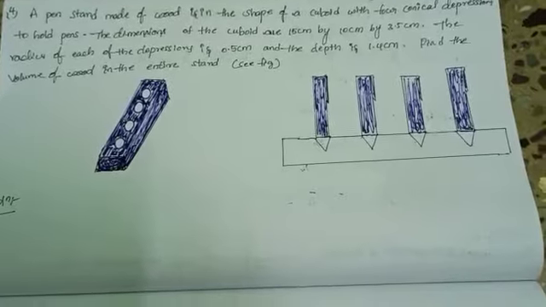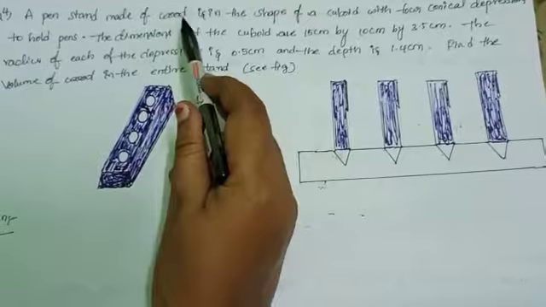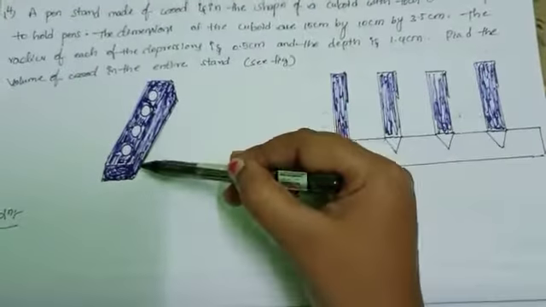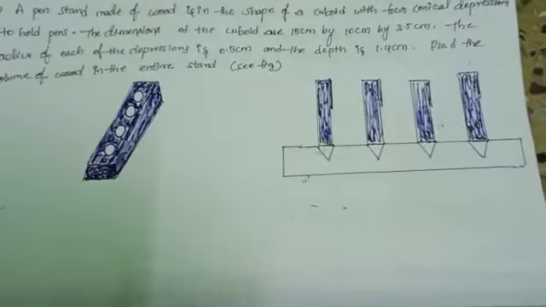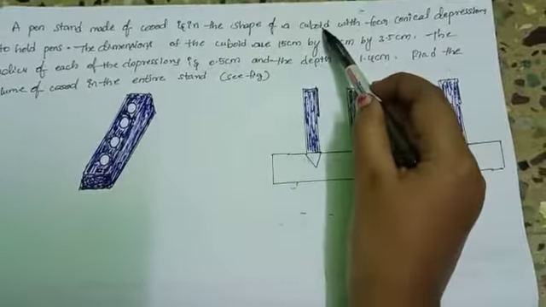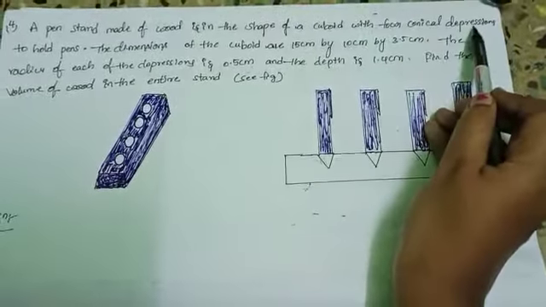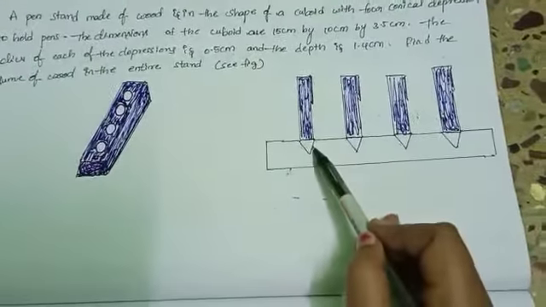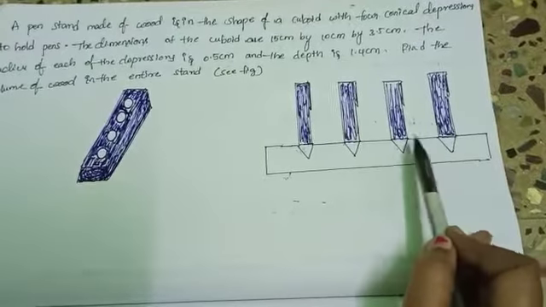Let's discuss the fourth question in exercise 13.2. A pen stand made of wood is in the shape of a cuboid. See this figure? This is a pen holder. It is in the shape of a cuboid with 4 conical depressions to hold pens. These are the conical depressions, 4 conical depressions.